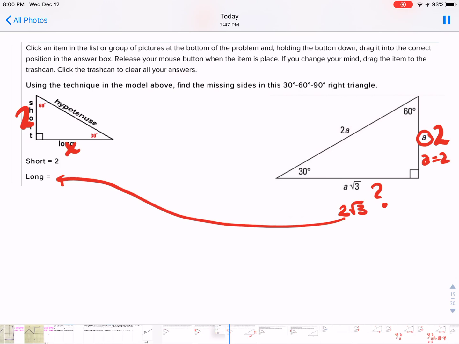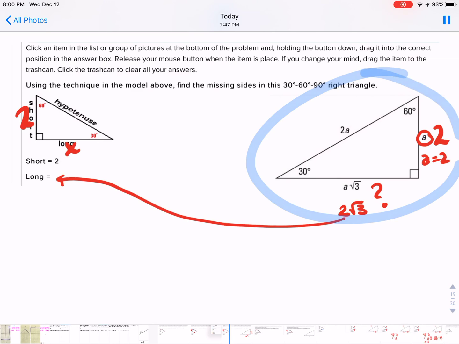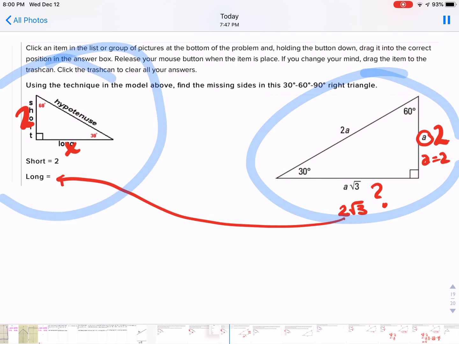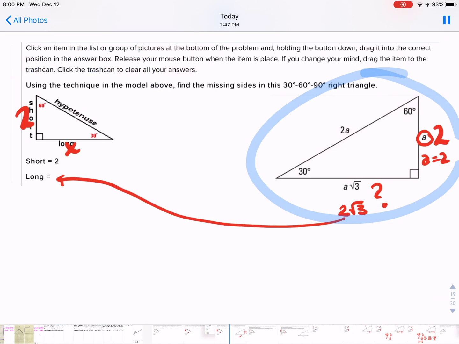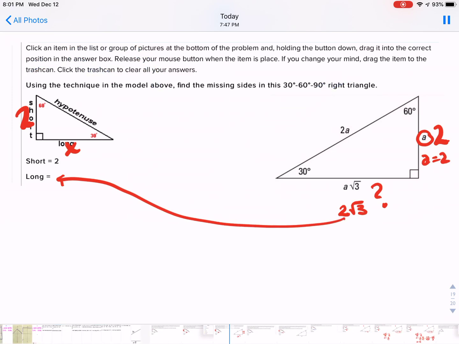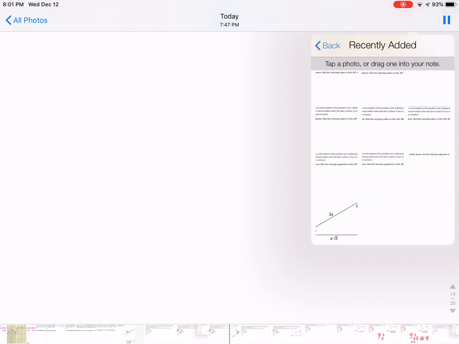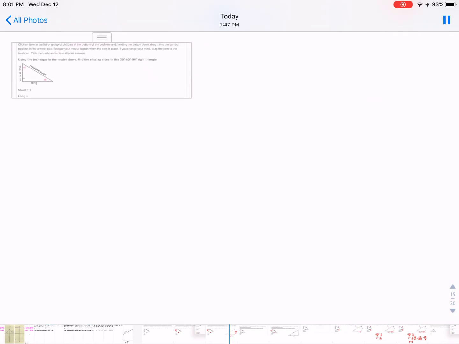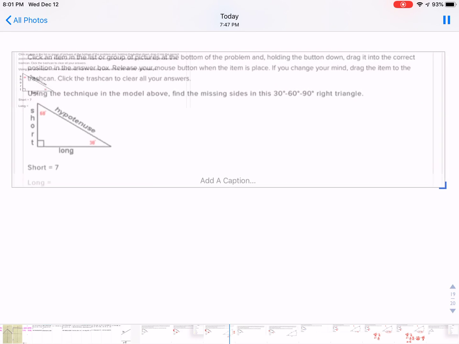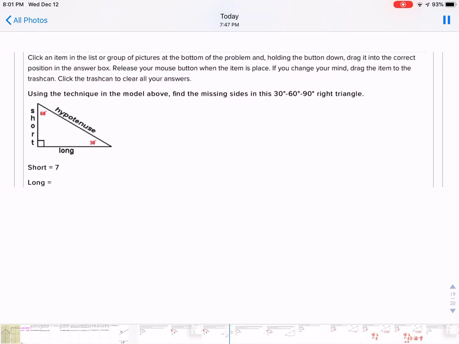Okay, so this is kind of how this works. You have to take the triangle that you have, this one, and compare it to the triangle they give you, and try to figure out the sides that are missing. Okay, let's see if we can look at the next one. The next one looks like this. They tell you the short side is 7.